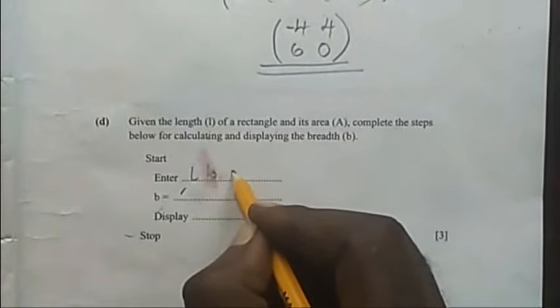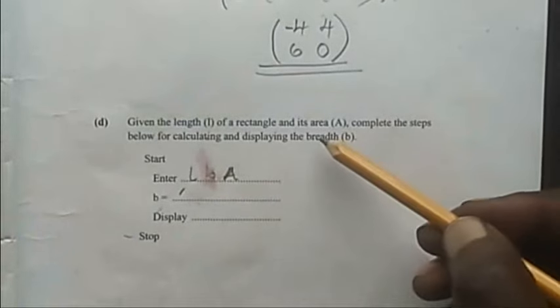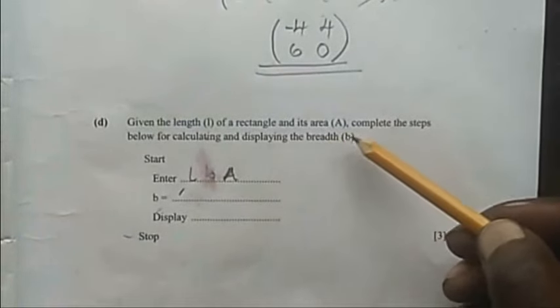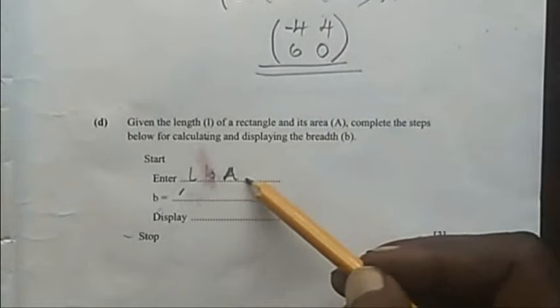So here you enter, sorry, not B here. Excuse me. It's not supposed to be B, but should be area. You can see the area given, it's here. It's given area, so it's capital letter A. So you enter LA.